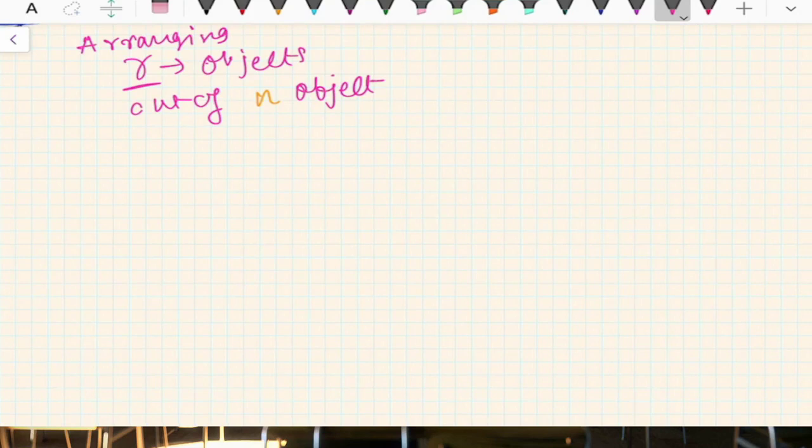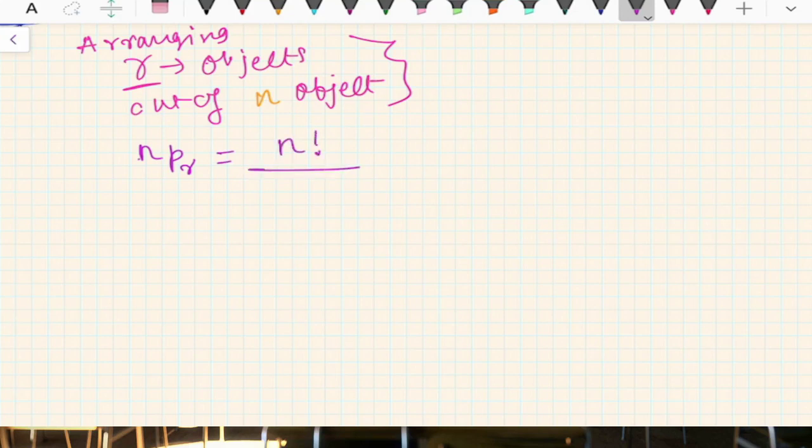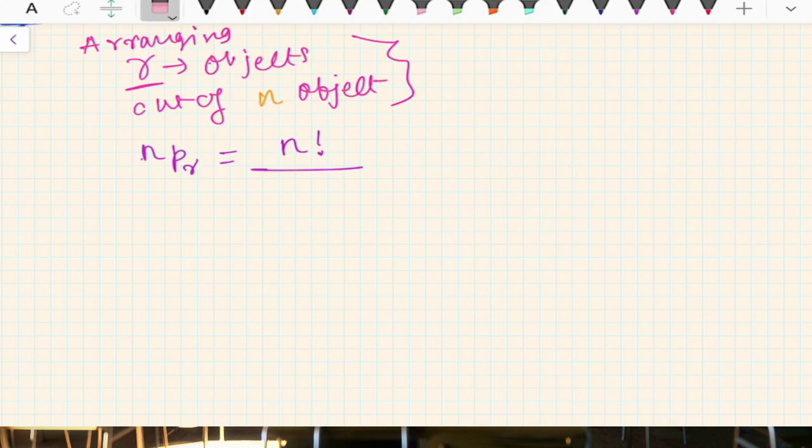So in short, what permutation says is that if you are arranging r objects out of n objects, you just have to write it in this way, and it is equal to: in total there are n objects, so we'll take n factorial over here, and in the denominator we will have (n minus r) factorial. So there we are.